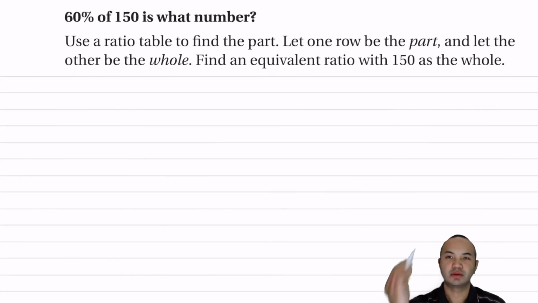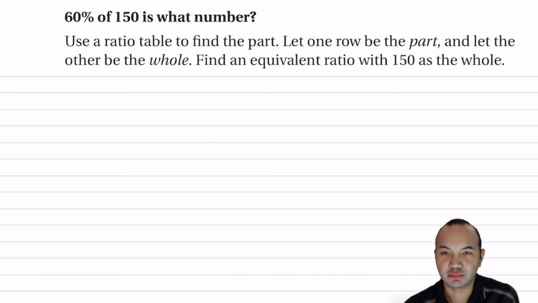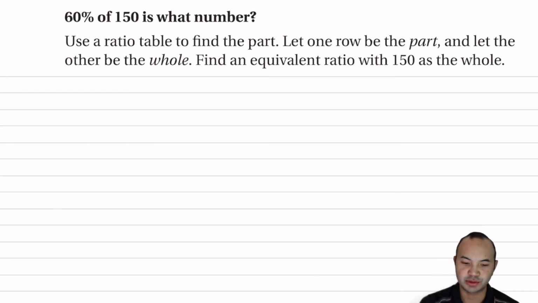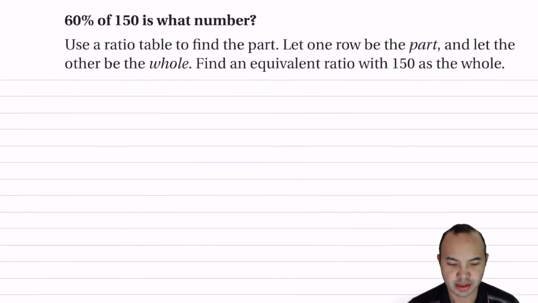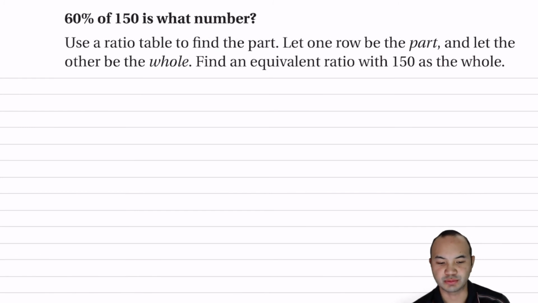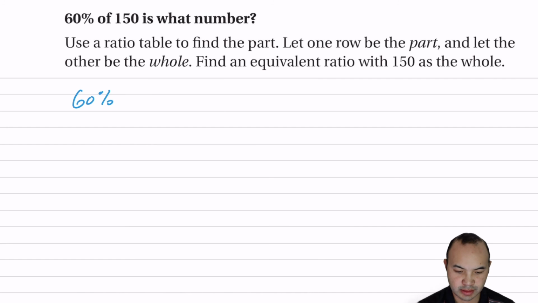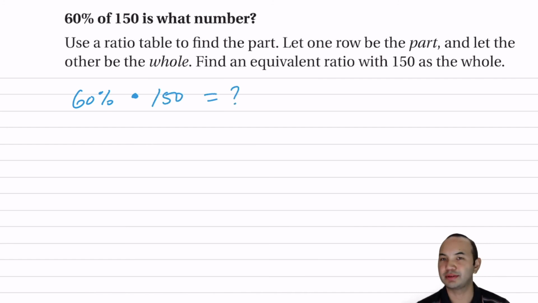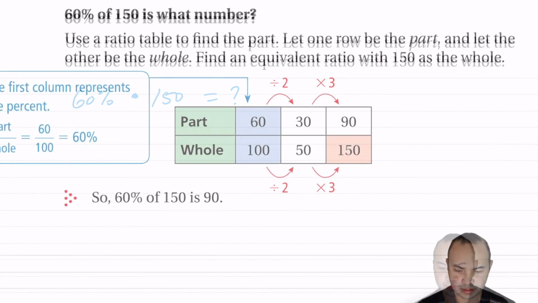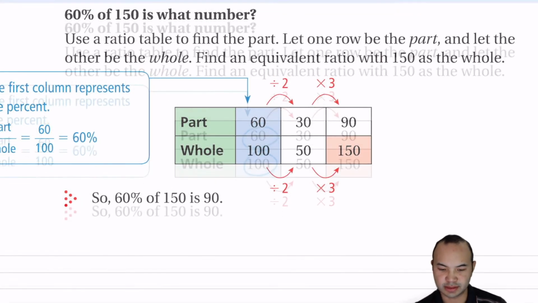Okay, so coming back around to one of the older examples also, use a ratio table to find the part, 60% of 150 is what number? So I don't have to divide, I could just multiply, right? So you could use a ratio table. I can make a table like this.